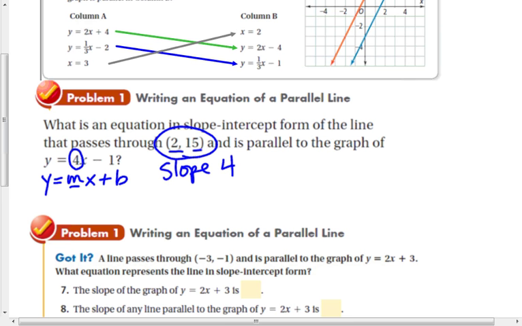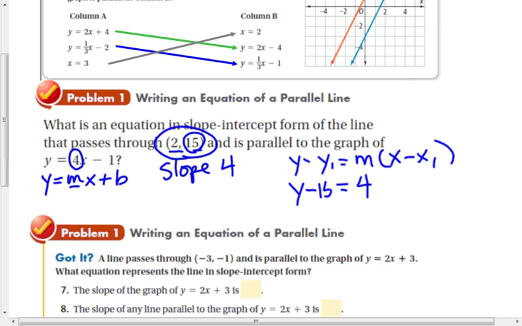Now, if you're given a point, the best way to write the equation is to put it in point-slope form. That's this one: y minus y1 equals m times the quantity x minus x1. We know m is 4, so we'll substitute that in. We know y is 15, so we'll subtract that from y. And we know x is 2, so we'll subtract that from x.